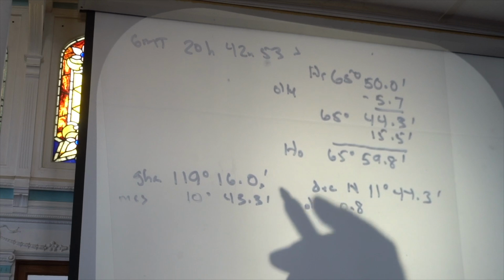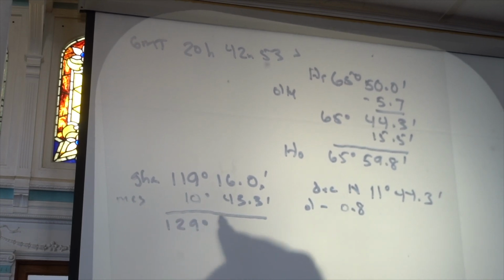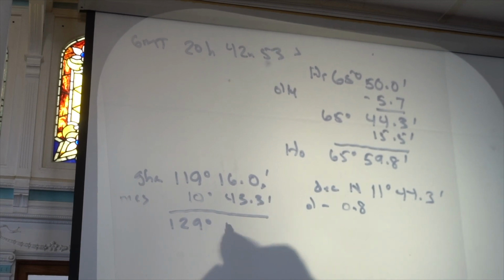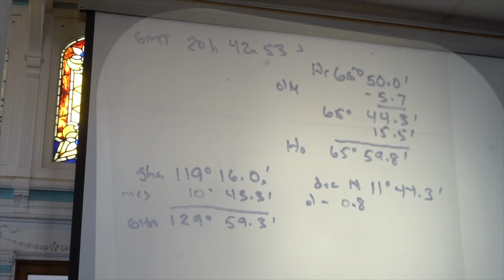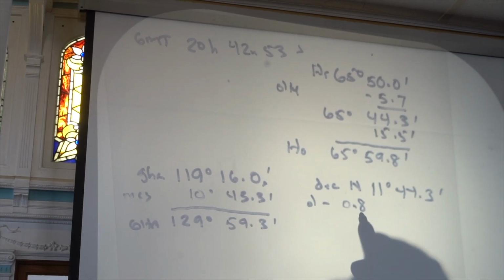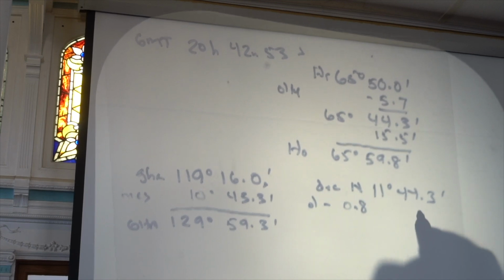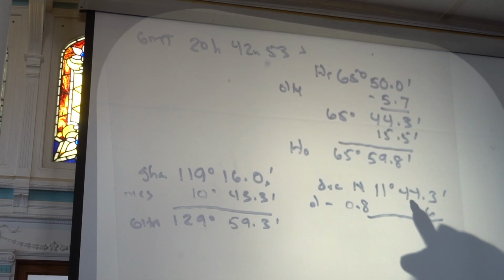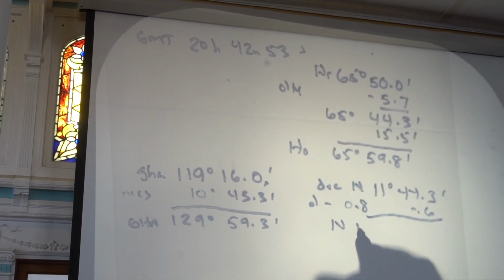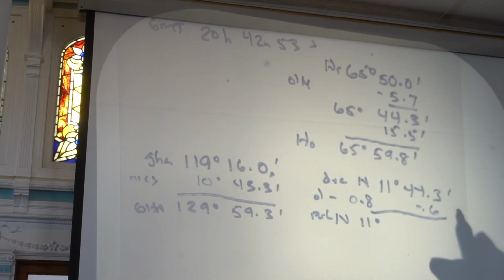Okay. So we have 129 degrees, 59.3 minutes for GHA. Almost 60 again. And then if we have a rate of declination decreasing at 0.8 of a minute per hour, how much did it decrease in the 42 minutes? So it's 0.6 minus. So that gives us north 11 degrees, 43.7.